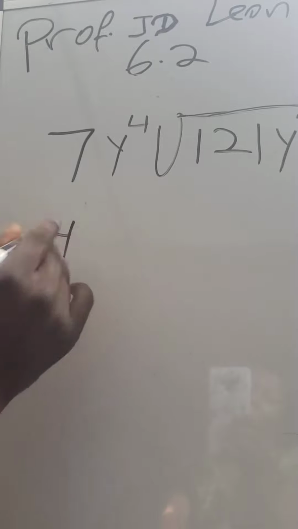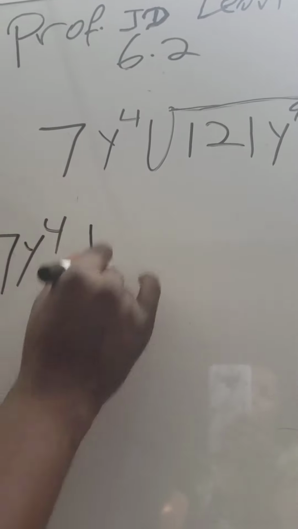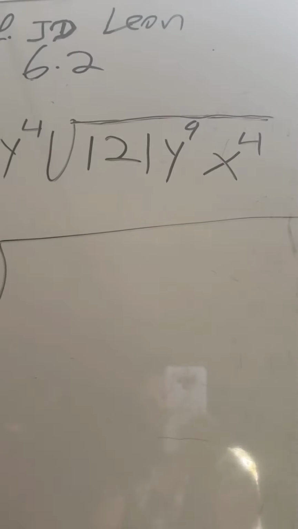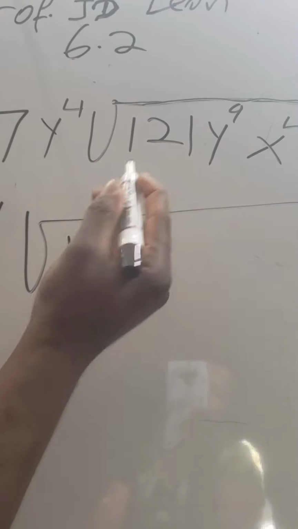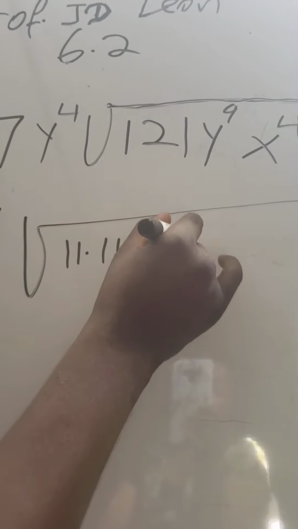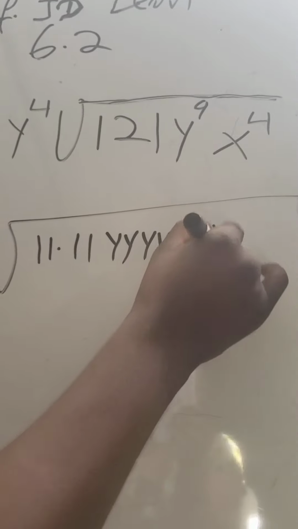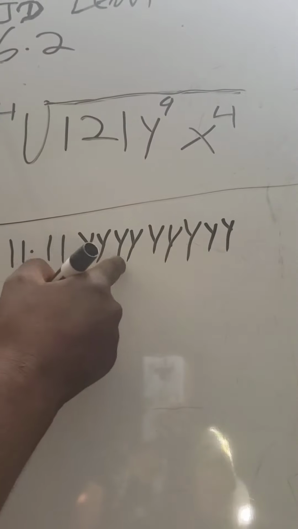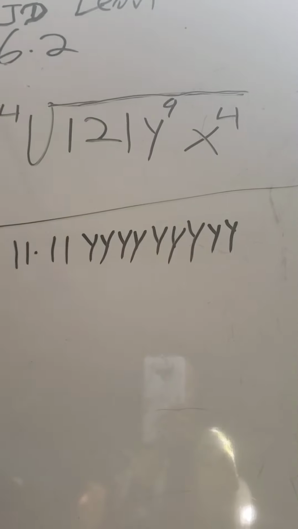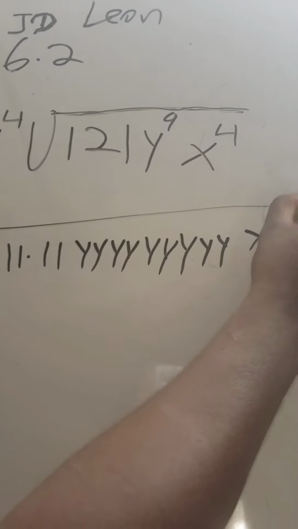As we've shown you, with 7y to the 4th power, you wouldn't do anything with that yet. This part you will rewrite, the square root part. So 121 is basically what? It's the perfect square of 11 times 11. For the y to the 9th power, this is y times y, nine times. And then x to the 4th power is x times x times x times x, four times.